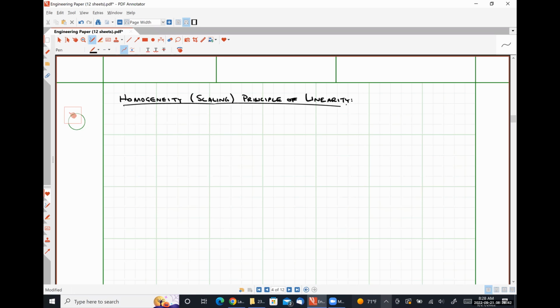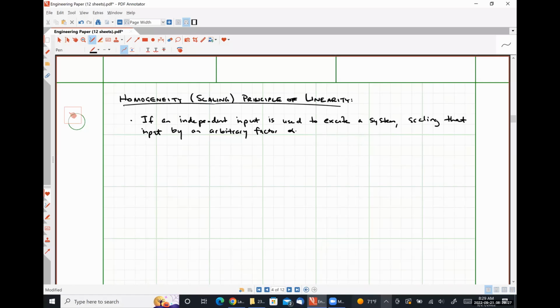The homogeneity principle states that if an independent input is used to excite a system, scaling that input by an arbitrary factor alpha causes the output to scale by the same amount.